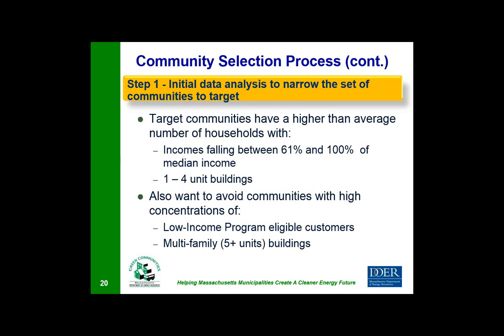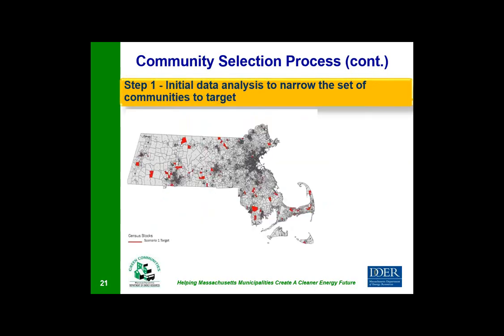That was somewhat tricky because we had to come up with actual criteria and narrowing criteria that would fit into our threshold. So with step one, this map shows essentially the communities that qualified based on those criteria.